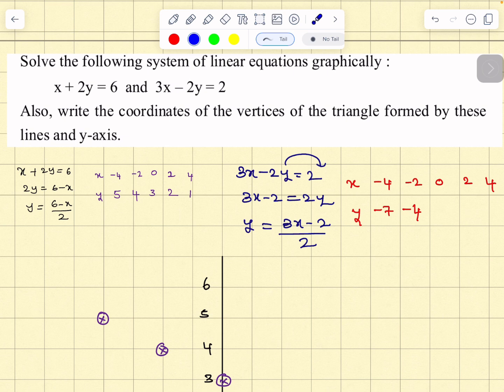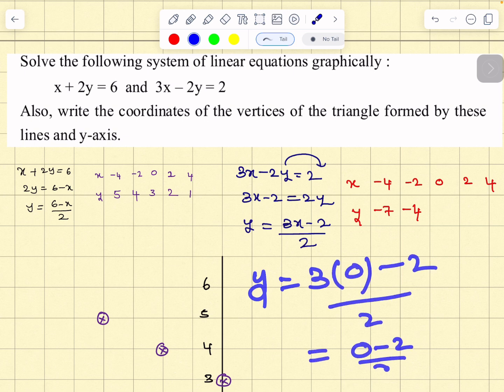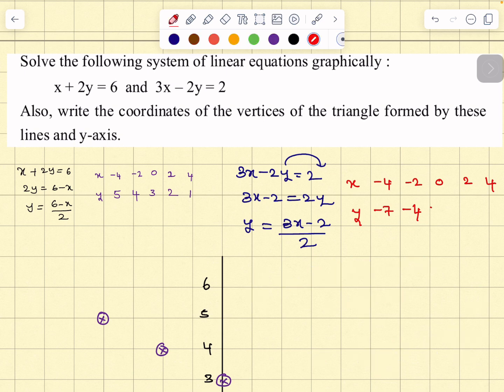Okay, so when the x value is 0, what is the y value? Check that. In the place of x you put 0. So 3 into 0 is 0, 0 minus 2 by 2, which is equal to -2 by 2, which is equal to -1. Okay, when x value is 0, y value is -1.